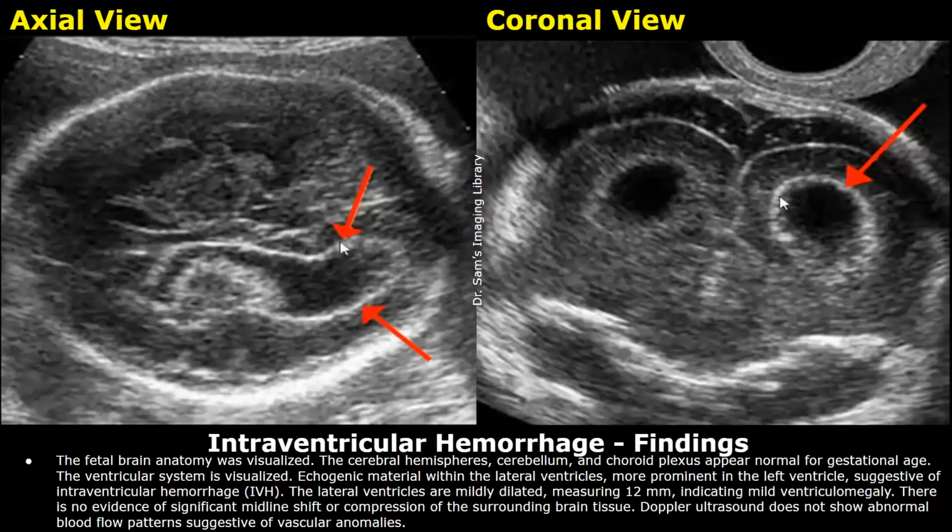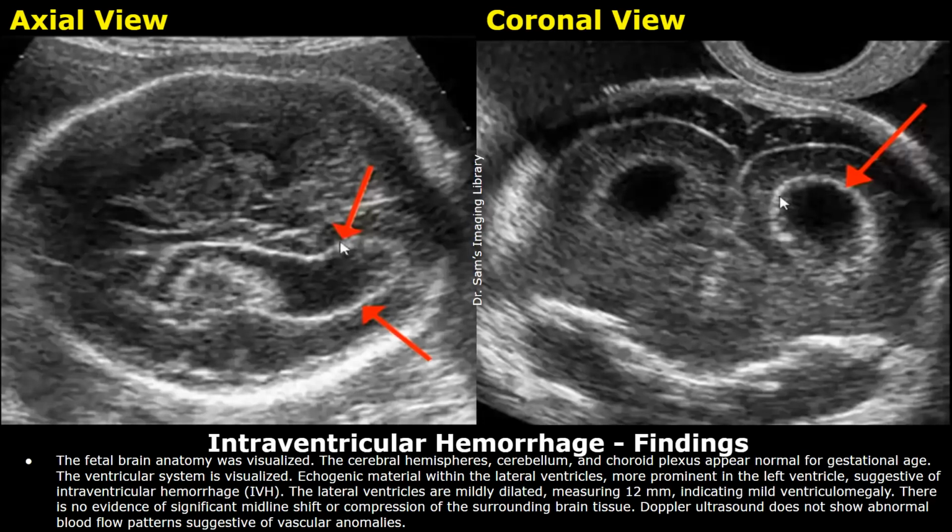The cerebral hemispheres, cerebellum, and choroid plexus appear normal for gestational age. The ventricular system is visualized. Echogenic material within the lateral ventricles, more prominent in the left ventricle, suggestive of intraventricular hemorrhage.